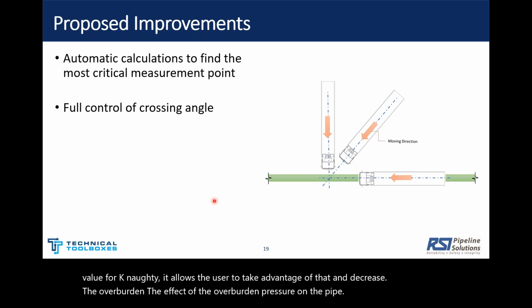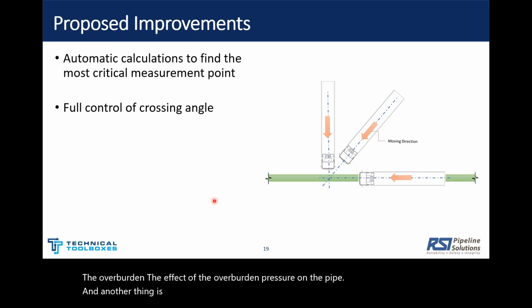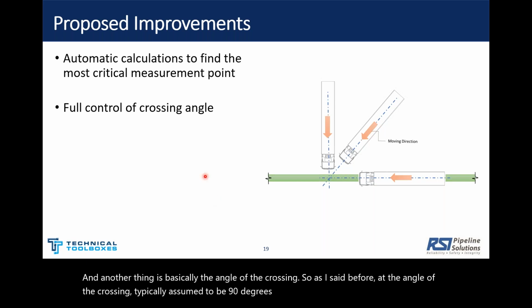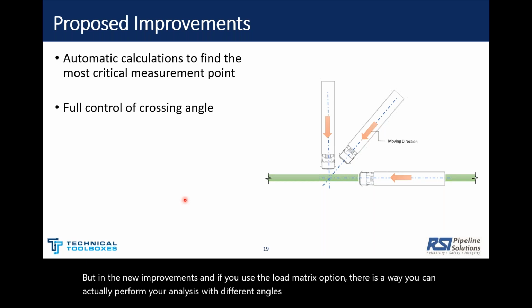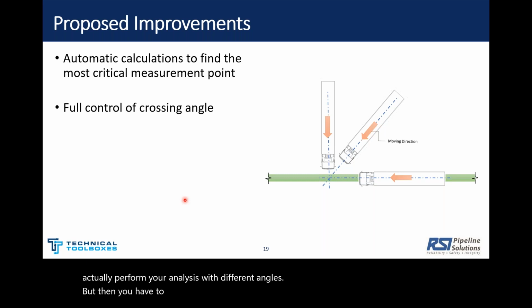And another thing is basically the angle of the crossing. As I said before, the angle of the crossing is typically assumed to be 90 degrees. But if you use the load matrix option, there is a way you can actually perform your analysis with different angles. But then you have to go through the trouble of rotating your load matrix.